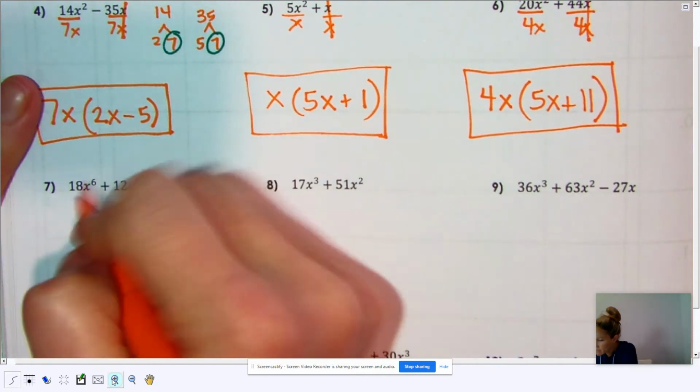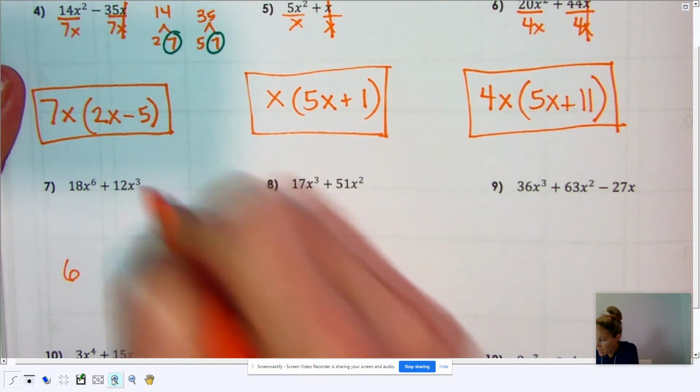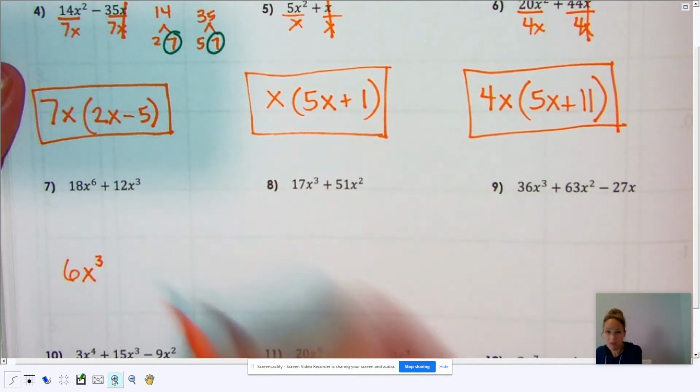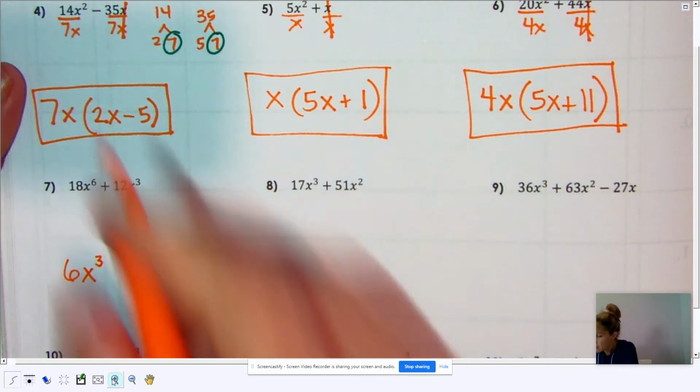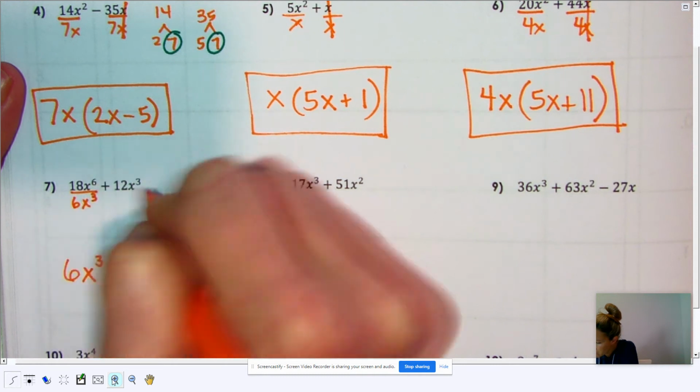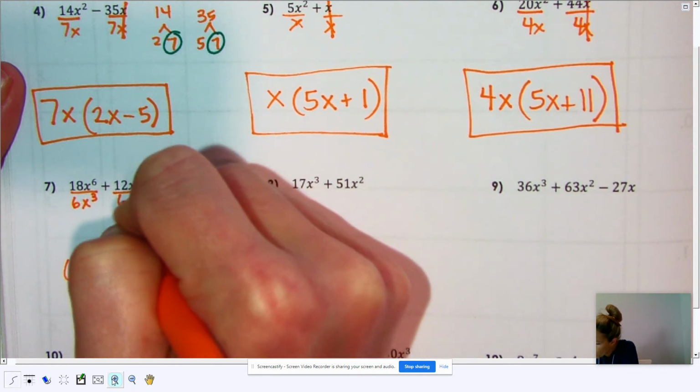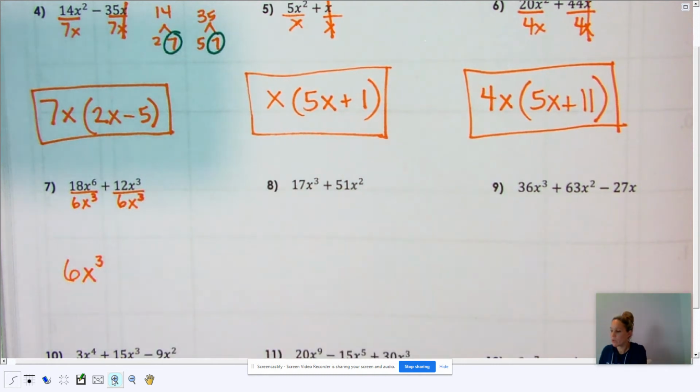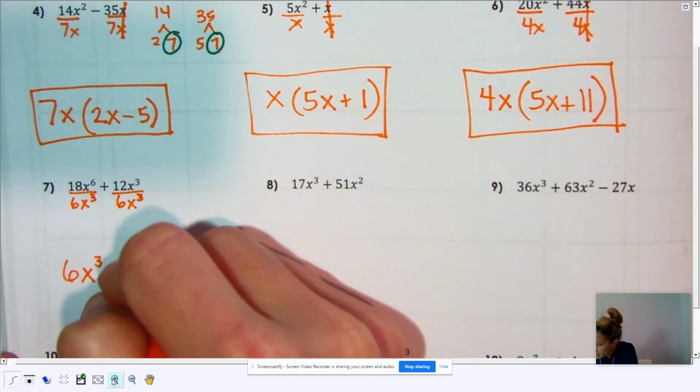And then if this one has 6 x's and this one has 3 x's, they have 3 of them in common, okay? And that's what we are trying to pull out, the greatest common factor. So what's the most that they both have that I can pull out? Okay, and so then we want to see what's left.